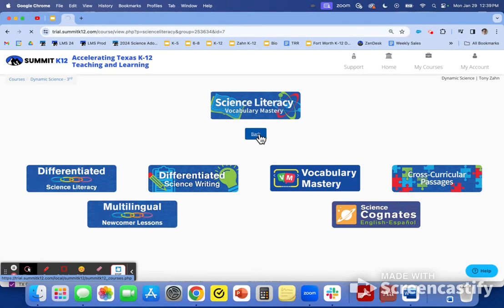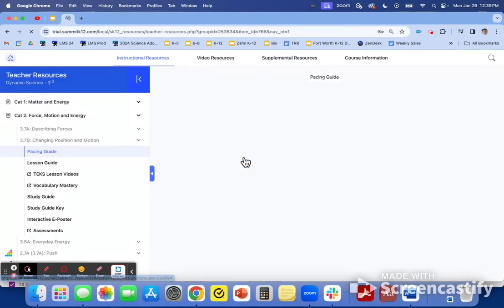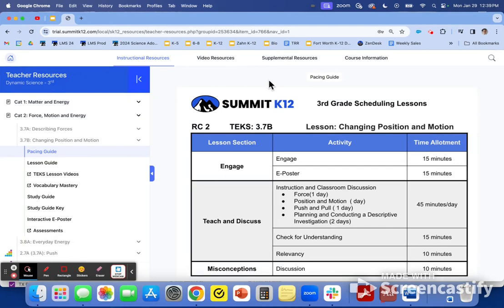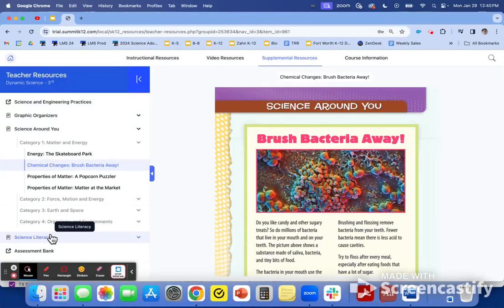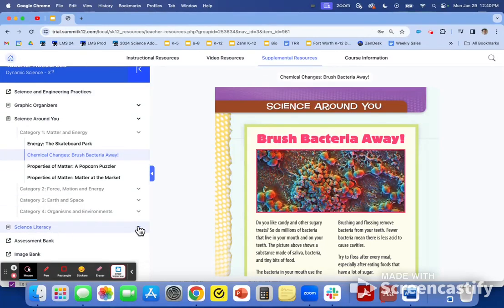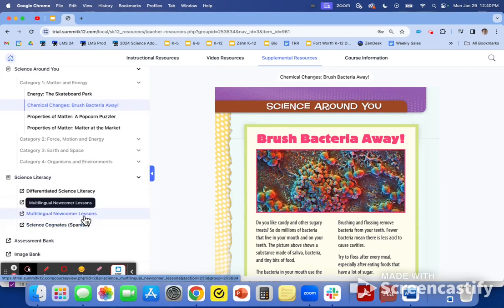Now I want to go back to the home page for third grade. And click on Teacher Resources to show you two more features. I'm going to click on Supplemental Resources across the top. And I'm going to come over here to the left side. I'm going to click the drop down under Science Literacy. And I want to show you Newcomer, Multilingual Newcomer Lessons.